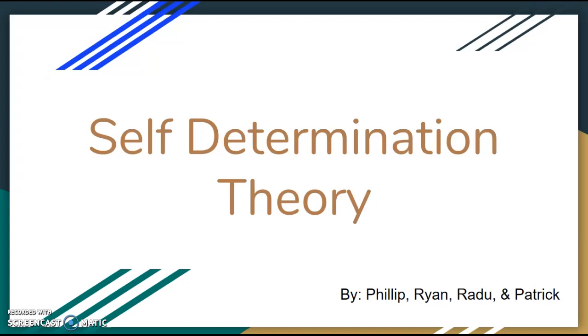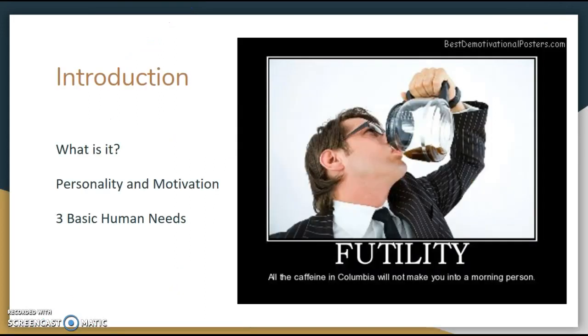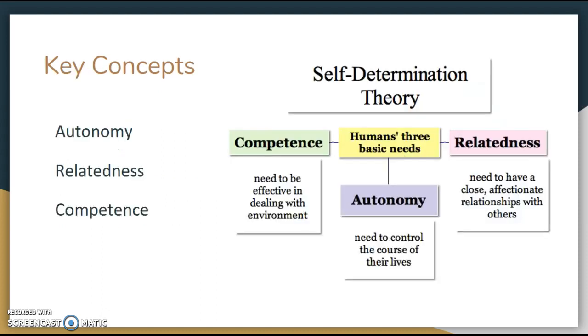Today we're going to go over a quick overview on what self-determination theory is. So, what is it? Self-determination theory is a theory that deals with human personality and motivation to complete certain tasks. It bases itself around three basic human needs.